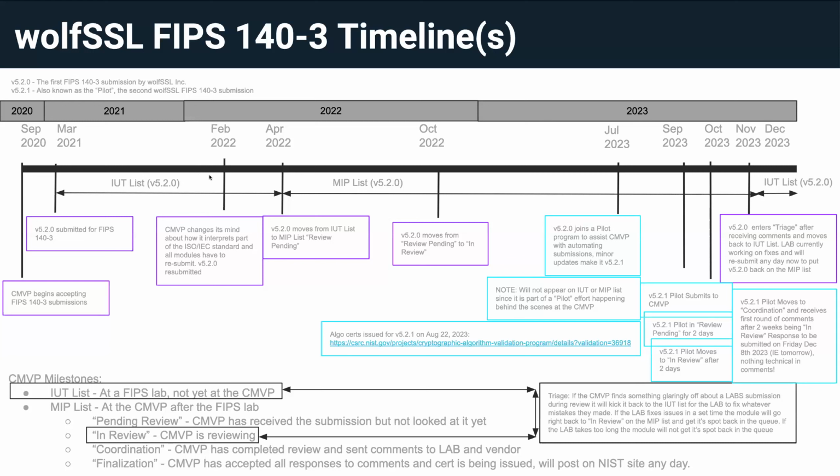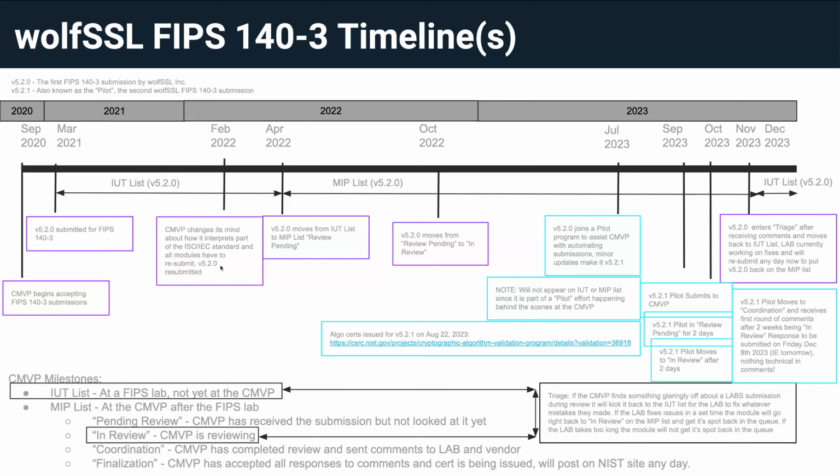In that time, around February of 2022, the CMVP decided that they were going to interpret part of the ISO IEC standard that was referencing how an IT administrator or someone physically sitting at a computer copies and pastes key material. There was something in the standard about locking access to private keys as a user was physically copying and pasting them.